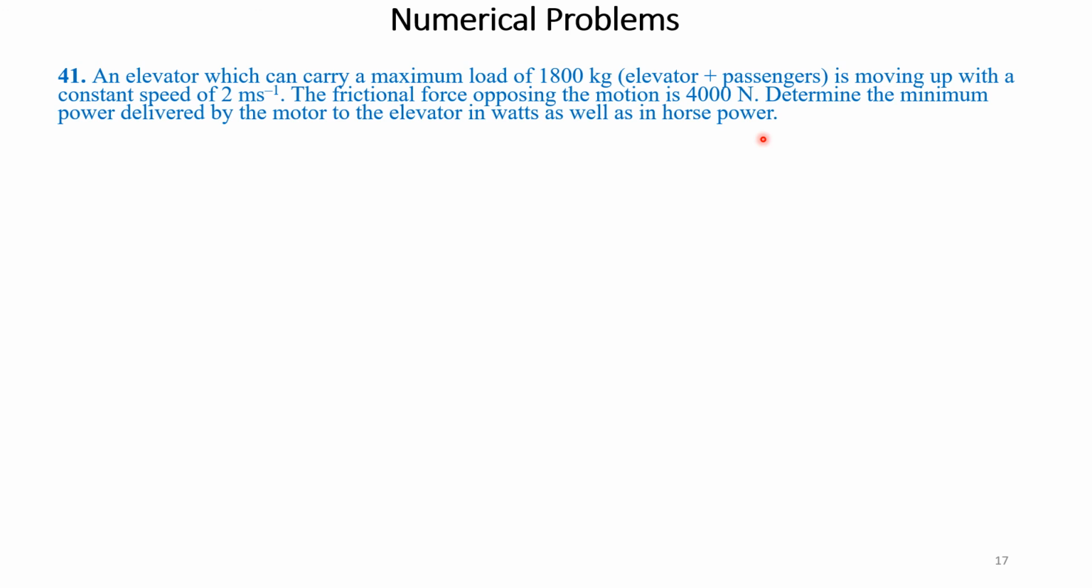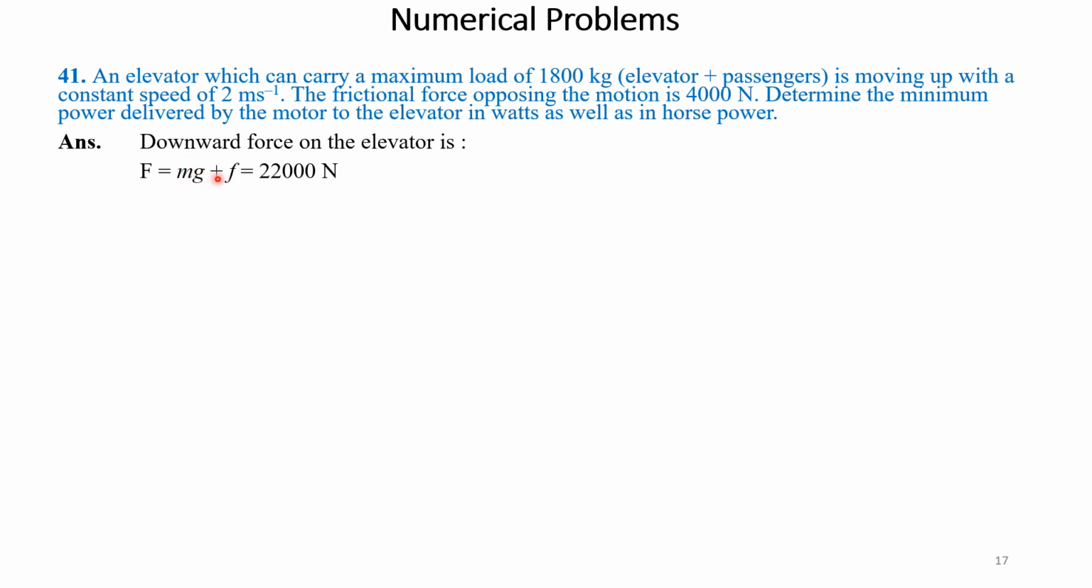So this is an elevator problem which can carry a maximum load of 1800 kgs and it is moving with a constant speed, that is V is 2 meters per second. The frictional force Fk is given as 4000 newtons. Determine the minimum power delivered by the motor working for the elevator, in watts as well as in horsepower.